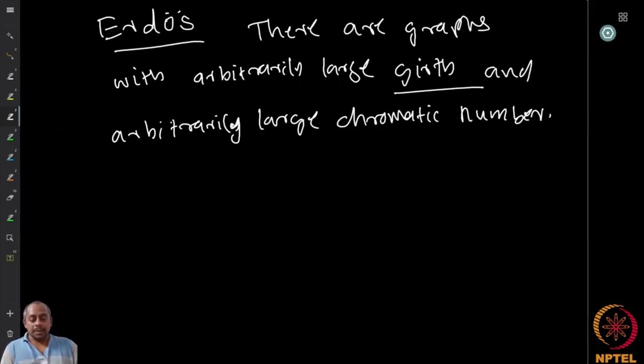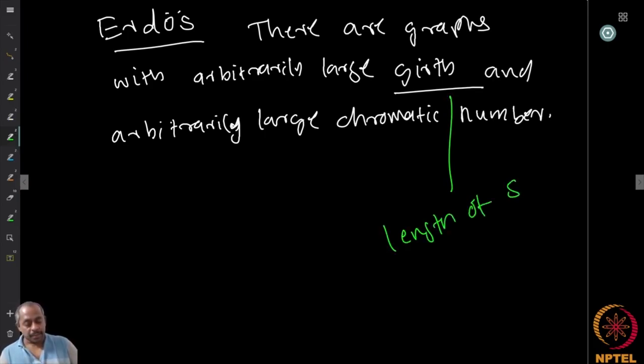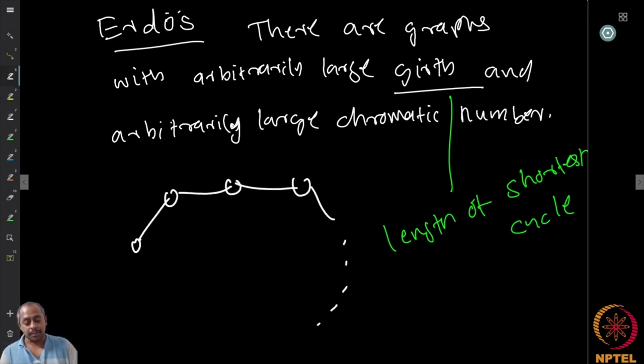Now, there is another famous result of Paul Erdős, which says that we can have graphs with arbitrarily large girth and arbitrarily large chromatic number. So what is the girth? The girth of a graph is the length of the shortest cycle. So it's not just triangles. We can make the smallest cycle as large as we want.